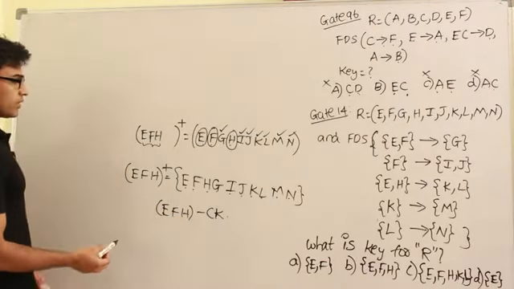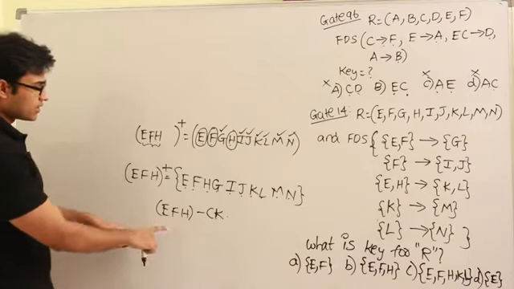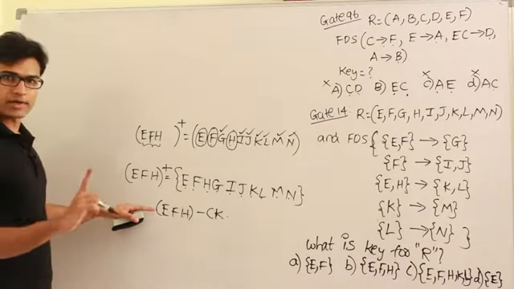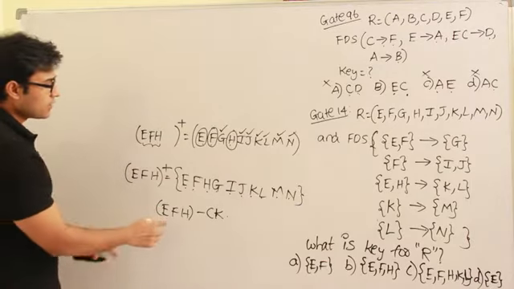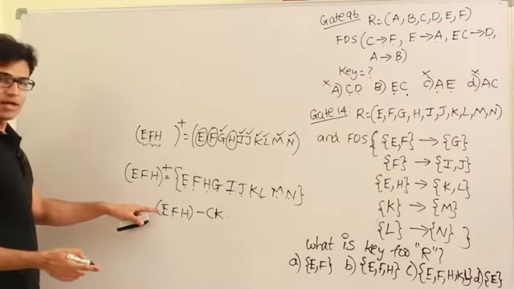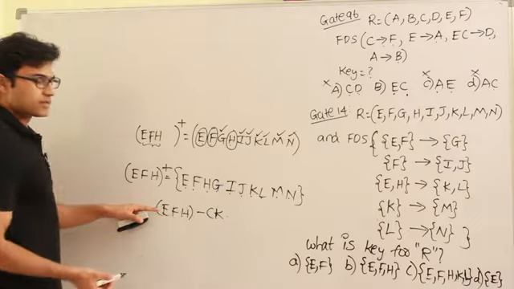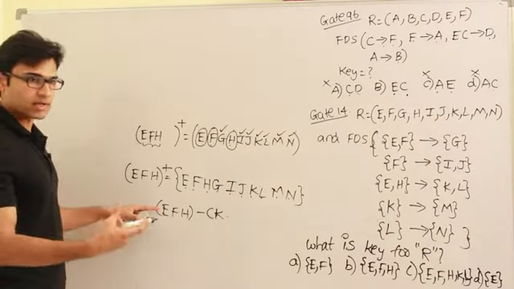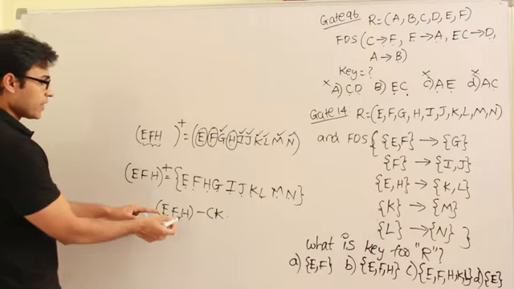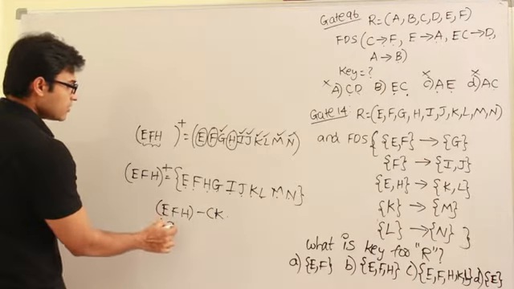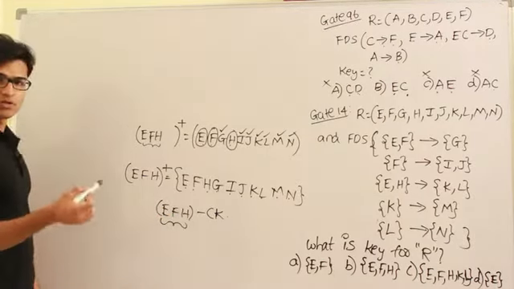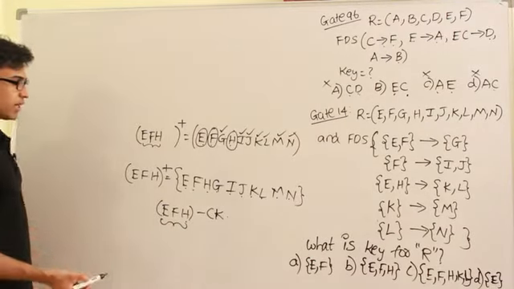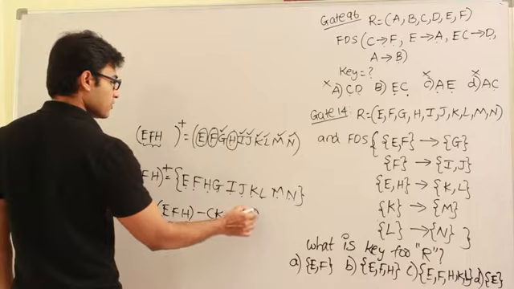See, now definitely any key which does not contain these three is not going to be a candidate key. Got it? And out of all the keys which contain E, F and H, the minimal is E, F and H, right? If anything wants to be a super key, it should definitely contain all these. Therefore, this is the only minimal super key possible. Every super key should definitely contain this, and this is the minimal super key, therefore we get only one candidate key.